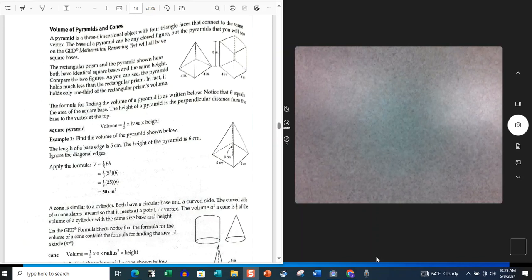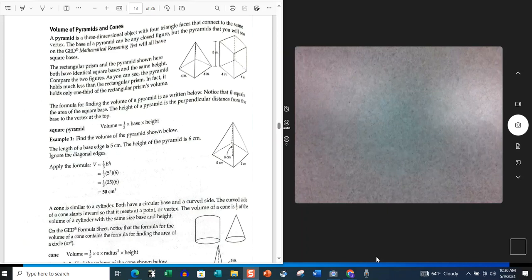So, let's get started. A pyramid is a three-dimensional object with four triangle faces that connect to the same vertex. The base of a pyramid can be any closed figure, but the pyramids that you will see on the GED mathematical reasoning test will all have square bases.